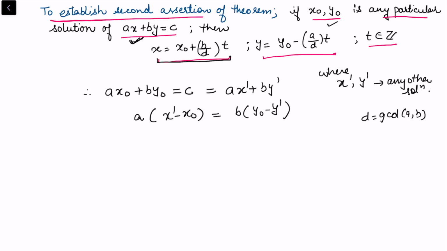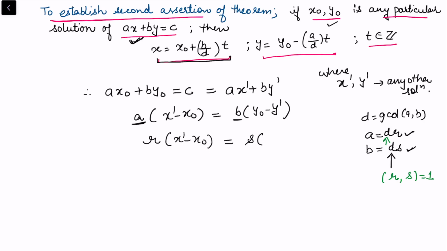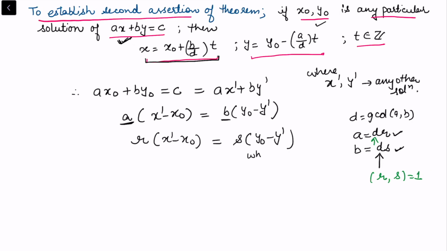So whenever d is the GCD of a comma b, that means I can write a as d times r and we can write b as d times s, because we have already taken the greatest common divisor out. So this means that GCD of r and s is equal to 1. They are relatively prime. So now just substituting this value for a and b as dr and ds, we can cancel the d on both sides. So this will leave us r times x dash minus x naught equal to s times y naught minus y dash, where the GCD of r and s is equal to 1.